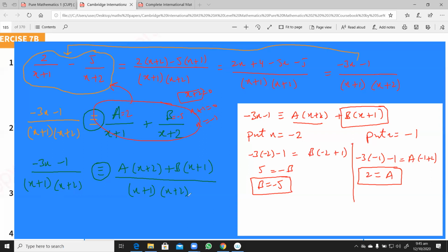Okay, got it? Yes. Sir, we can also solve it by simultaneous equations. So why don't we do that? This is totally up to you. This is the shortest way of doing it. You can even compare the coefficients. I'll be telling you in the later questions.